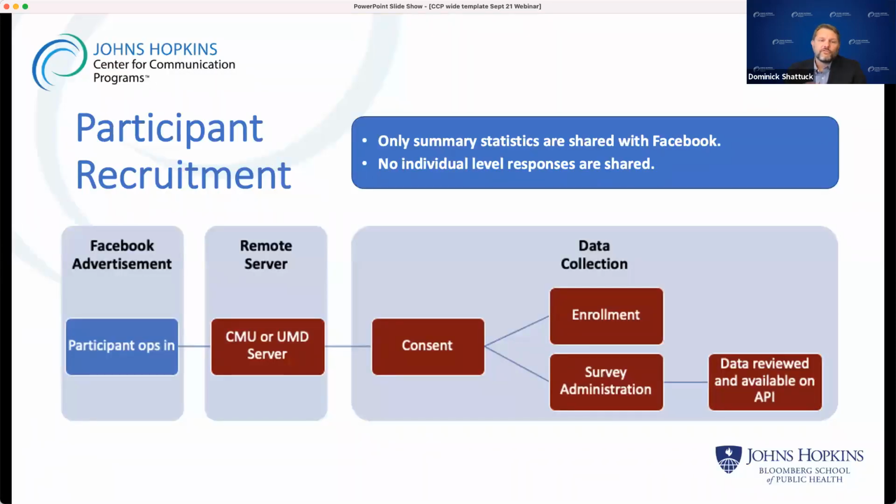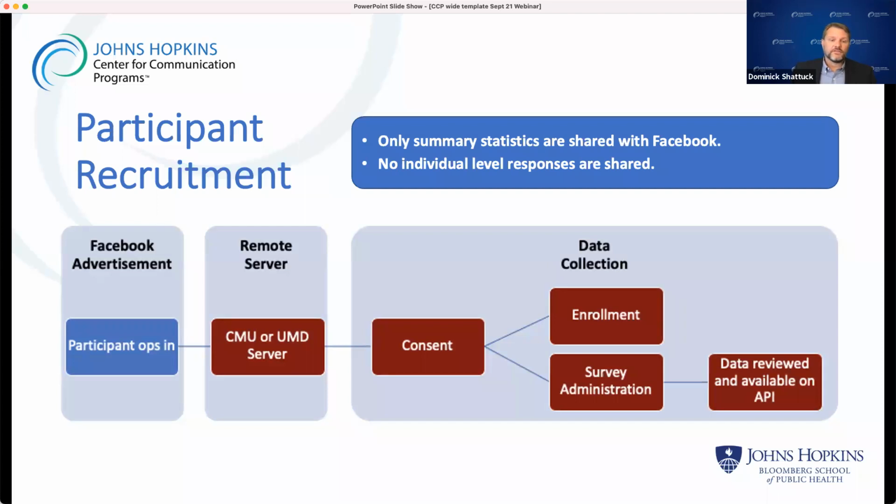I wanted to provide an overview of the recruitment and enrollment process, because I know this comes up a lot in conversation and in the questions that will be in the chat. So just to give a little bit of this up front. Individuals who opt into this study are recruited through advertisements on Facebook. They're then pushed to a remote server managed by Carnegie Mellon or the University of Maryland. Participants are then consented and shown the battery of survey questions. And following a review of the data, Carnegie Mellon and the University of Maryland make those data available through their APIs. No individual level data is shared back with Facebook.